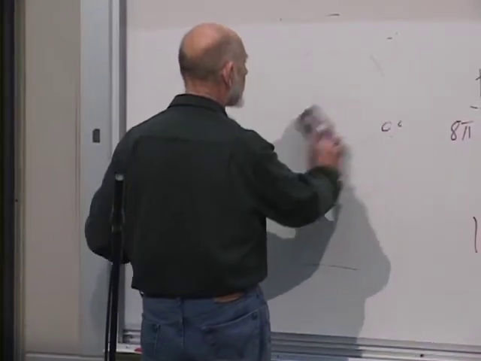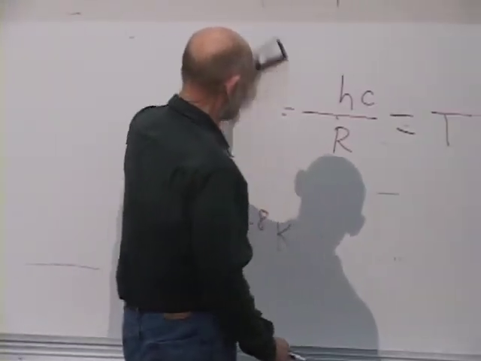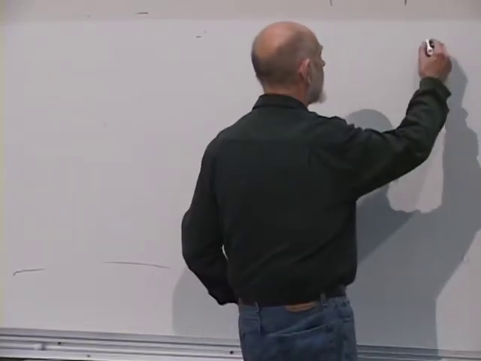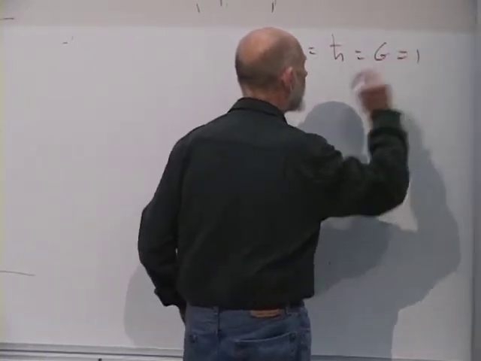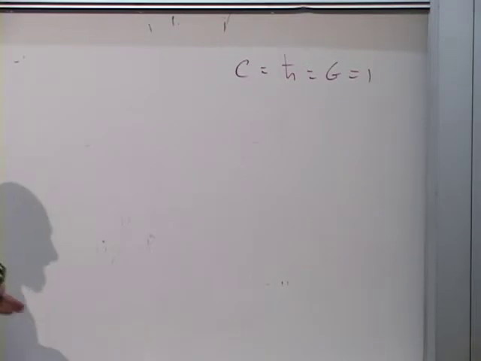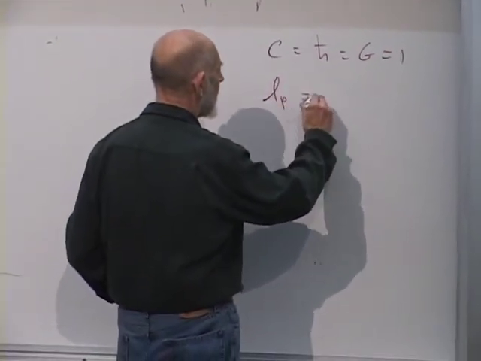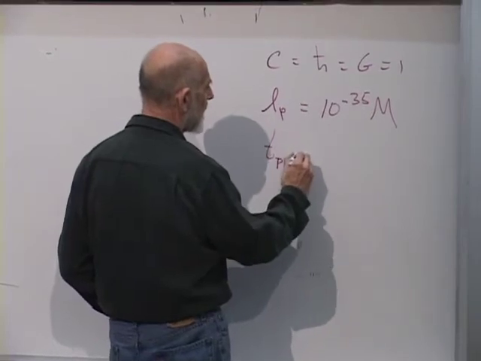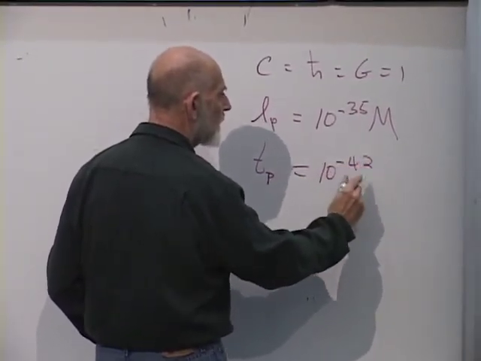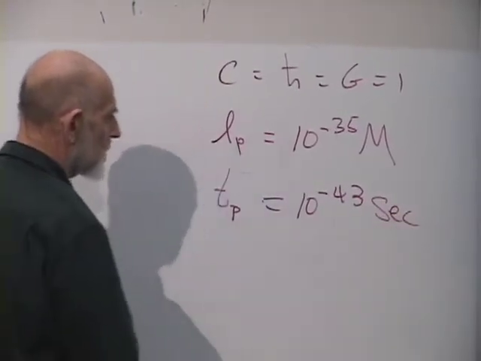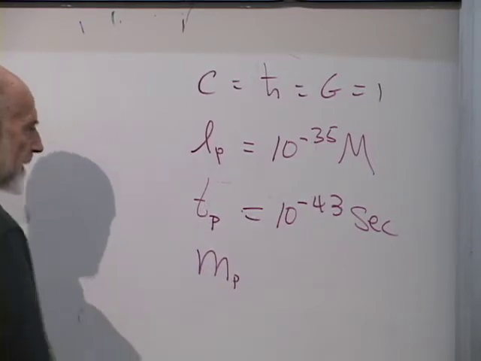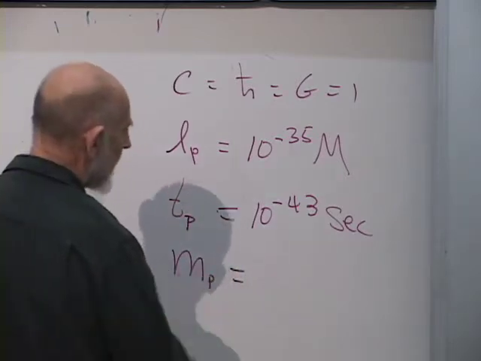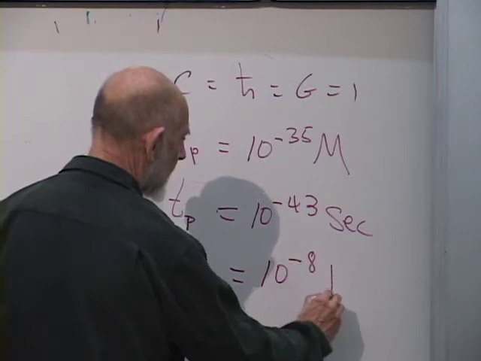Let's remember what Planck units are. They are units in which the speed of light, Planck's constant, and Newton's constant are all equal to 1. c equals h bar equals G equals 1. In those units, the unit of length, the Planck length, is about 10 to the minus 35 meters. The Planck time is about 10 to the minus 43 seconds. And the Planck mass, length, time, and mass, that's a complete set of units, and the Planck mass is about 10 to the minus 8 kilograms.